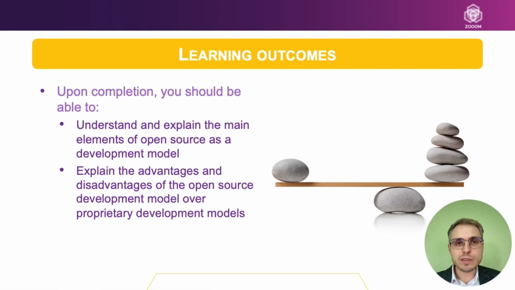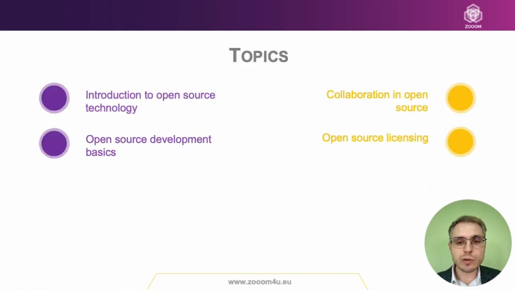So the learning outcomes of this course are that at the end you should be able to understand and explain the main elements of open source as a development model, and to explain the advantages and disadvantages of the open source development model over proprietary corporate style development models. So we're going to be focusing on 4 main topics in this module, beginning with the introduction to open source technology, focusing a bit on the open source development basics, how collaboration works in open source, and a primer on open source licensing.